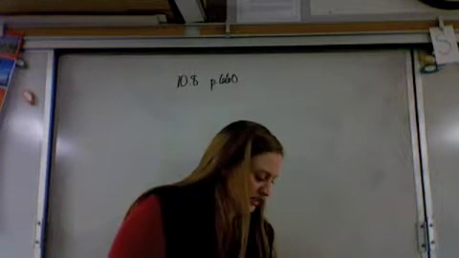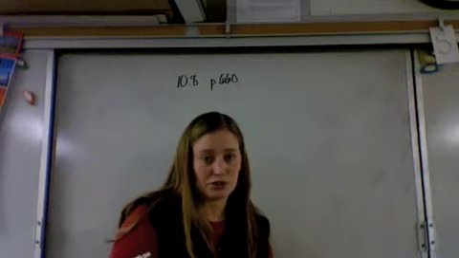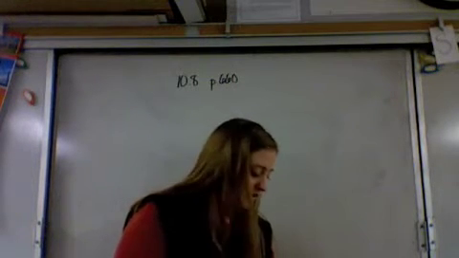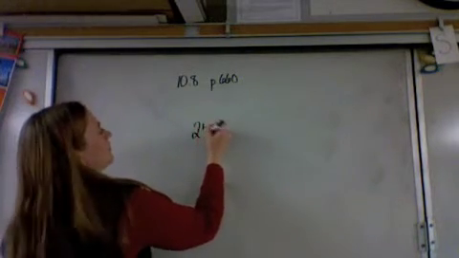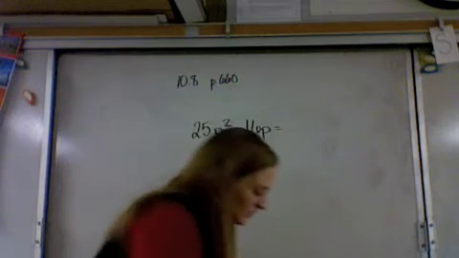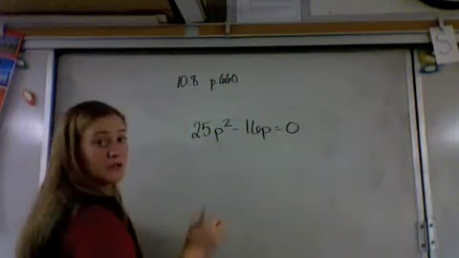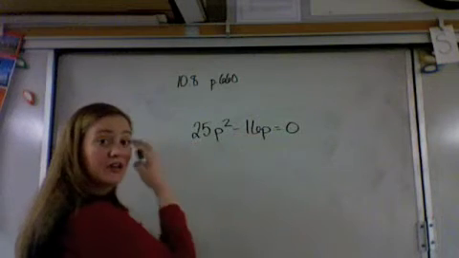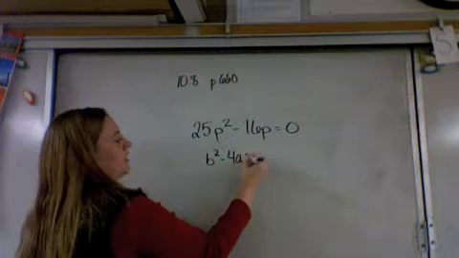tell whether the equation has two solutions, one solution, or no solution. So you have three possible answers for this question. Number 7 says 25p squared minus 16p equals 0. So what we're going to do is we're going to plug our a, b, and c values into the discriminant formula, which is b squared minus 4ac.